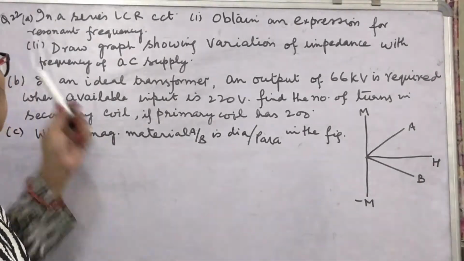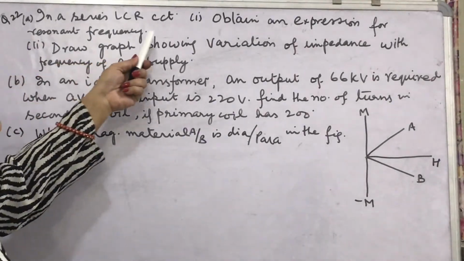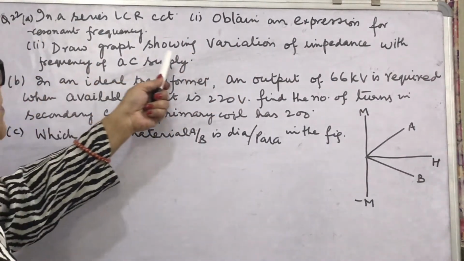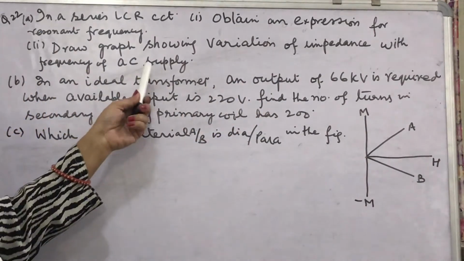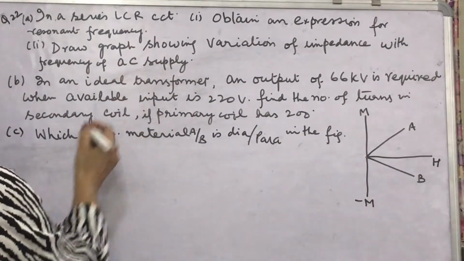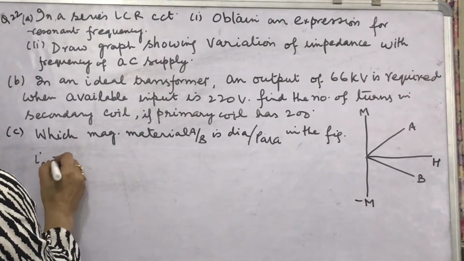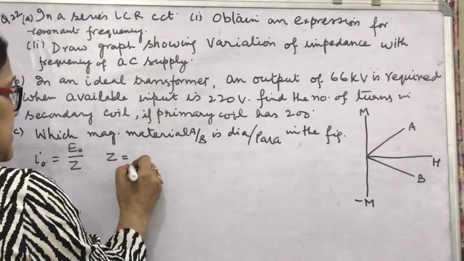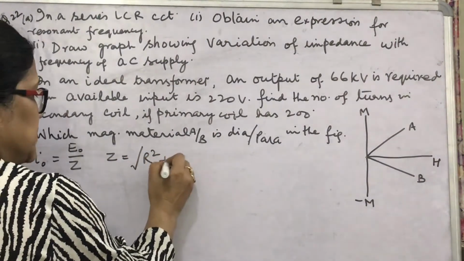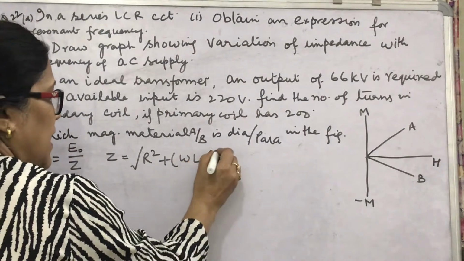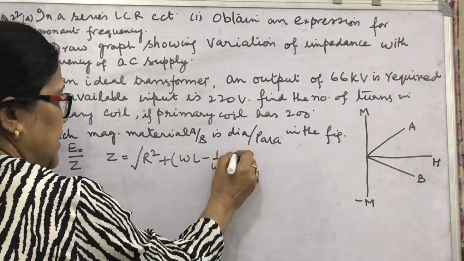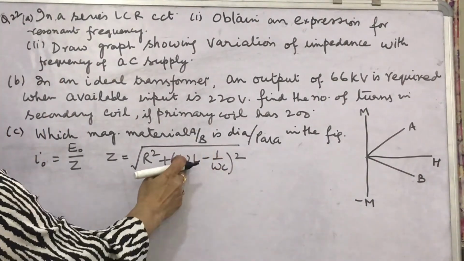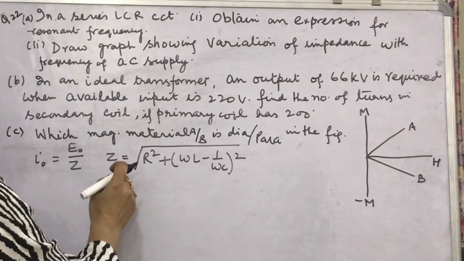The last question, question 22. A part in a series LCR circuit, obtain an expression for resonant frequency. Draw a graph showing variation of impedance with frequency of AC supply. You know, in a series LCR circuit, I naught is given by E naught by Z, where Z is the impedance given by under root R square plus (omega L minus 1 upon omega C) whole square. You can also see this is XL, this is called XC, inductive reactance and capacitive reactance.